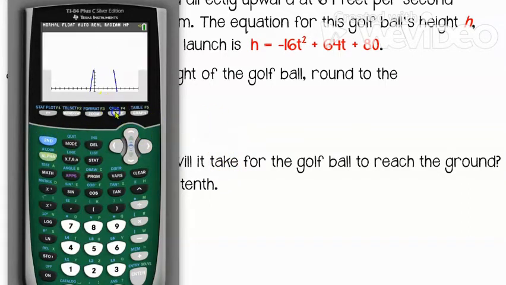Second, trace, number 4. Move your arrow to the left, as close as you can get, but not too close. Then move your arrow so it's to the right. Then press enter a third time. Ooh, 1.999. I'm calculating maximum, so I don't even care what the x value is. 100.